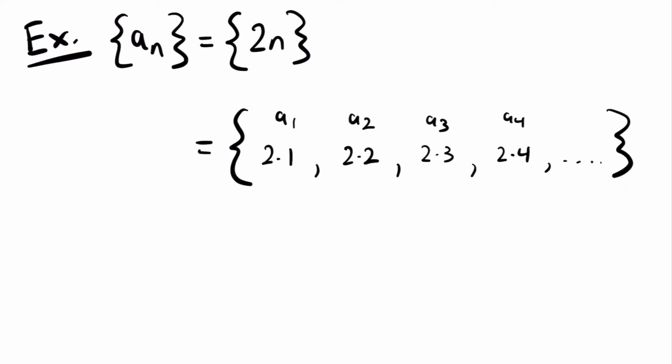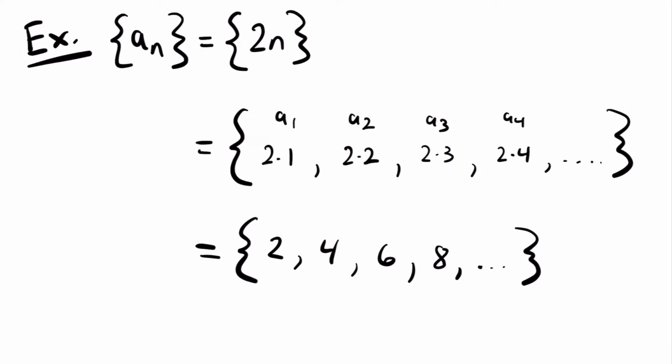We would say that this is equal to the following list of terms: 2 times 1, which is 2, then 2 times 2, which is 4, then 2 times 3, which is 6, and then 2 times 4, which is 8, and so on. What we find here is that this sequence, 2 times n, is equal to an ordered list of terms that are the positive even integers, right? We have 2, then 4, then 6, then 8, and this is going to continue on forever with the rest of our positive even integers.